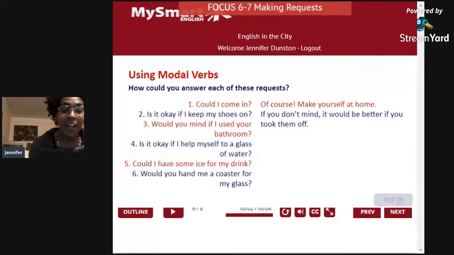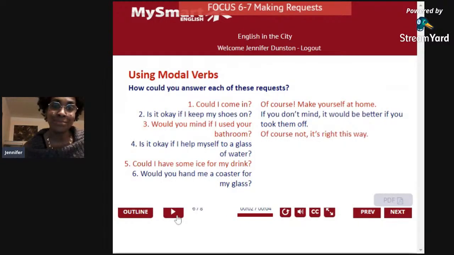Very good, Carolina. That's being honest, but it's a nice way of saying it. Please put your shoes outside. They're very dirty. My house is very clean. Oh, I just gave you the next answer.